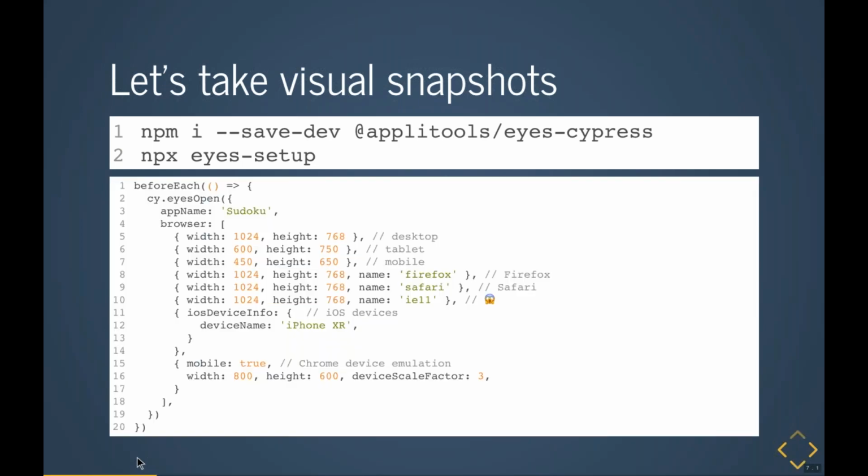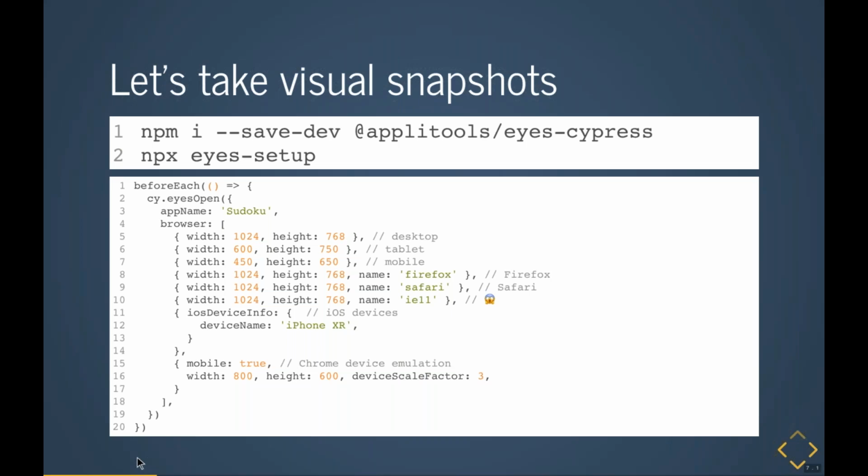The first thing we need to do is define, before each test, that we need to open eyes, which is start a session or start a test. And in eyes open, you need to specify the app name, which we'll see in the dashboard shortly, and we'll specify all the browsers that we want to see screenshots for. In this case, Gleb talked about the 3 responsive widths, which are 1024, 600, and 450 in the case of this application. So we certainly want to see the application in these widths and heights.